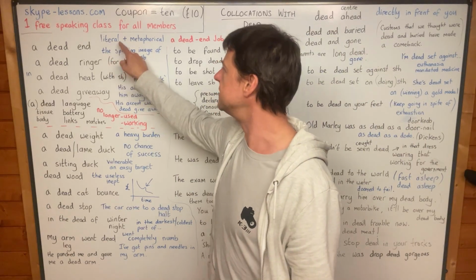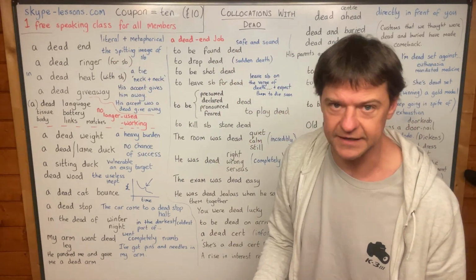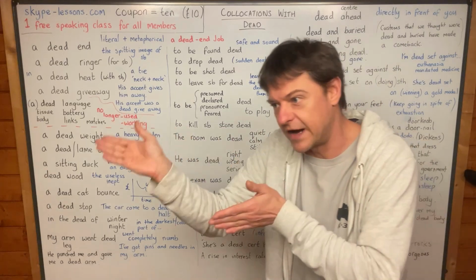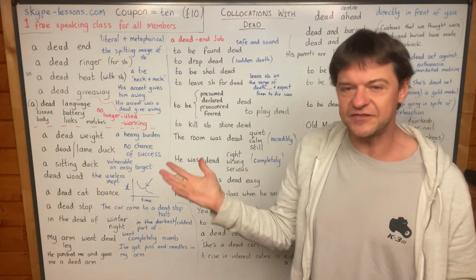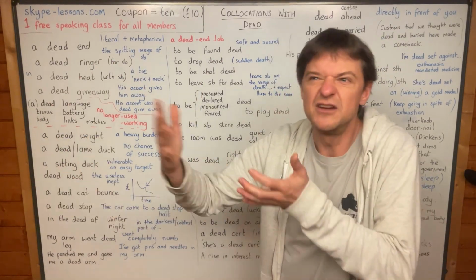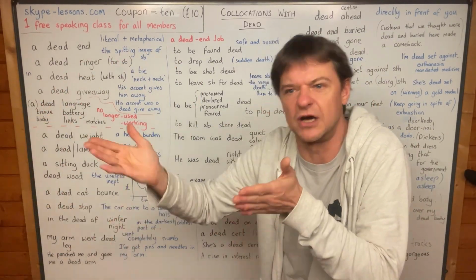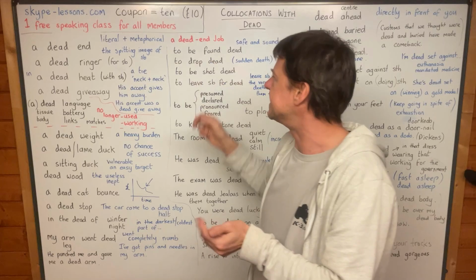But we use this literally and metaphorically. We use it for roads where there's no way out, but maybe somebody has a dead end job, and that's a job with no prospects, no interesting prospects for the future. So you can see why we'd say a dead end job.